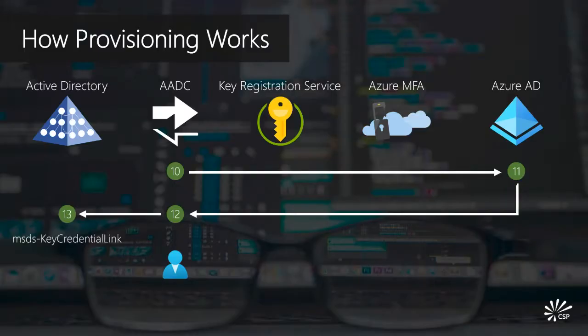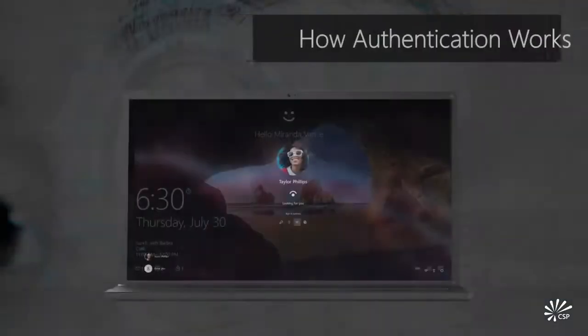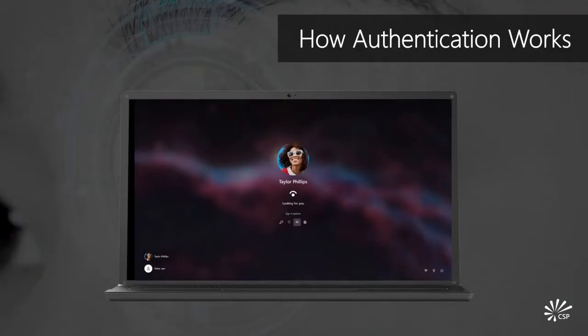So should this have been a federated environment, there would have been some fewer steps here to complete, as certificates are used instead of keys, but this would wrap up the credential provisioning process. So at this point, Windows has a user passwordless credential, a Windows Hello for Business credential registered on the device. Azure AD is aware of it. On-premises Active Directory is aware of it. So then we can start looking at how we use it to authenticate.